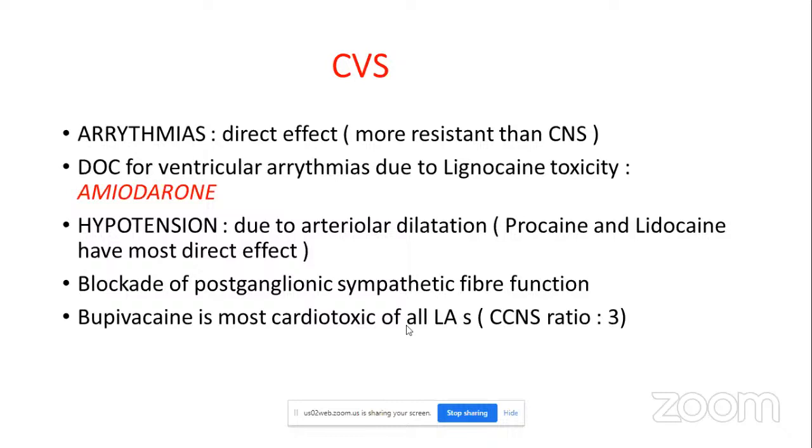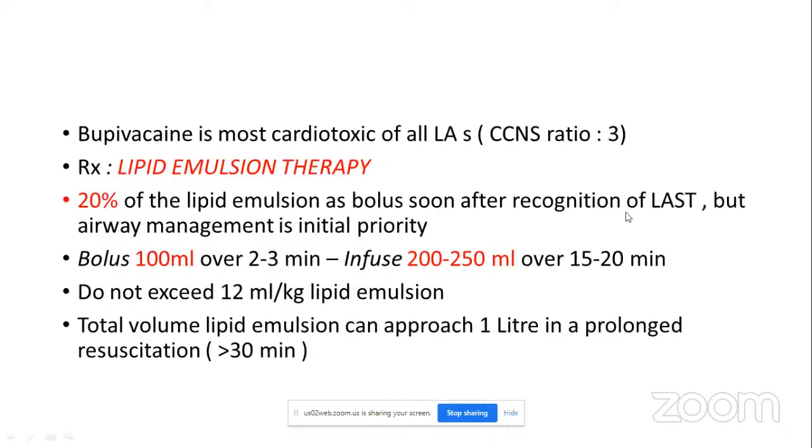Its CC-CNS ratio, which means the ratio of the local anesthetic dose which causes cardiovascular collapse to the local anesthetic dose causing CNS symptoms, is less with bupivacaine, about 3. That means with a low dose only, it initially causes cardiovascular symptoms compared with all other local anesthetics.